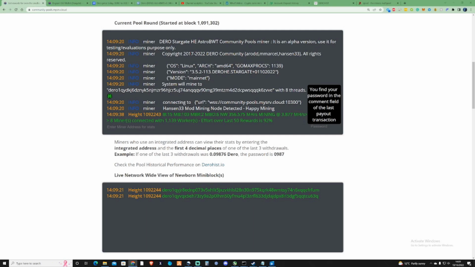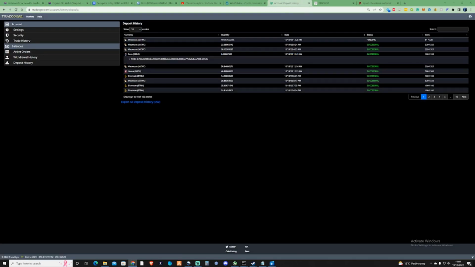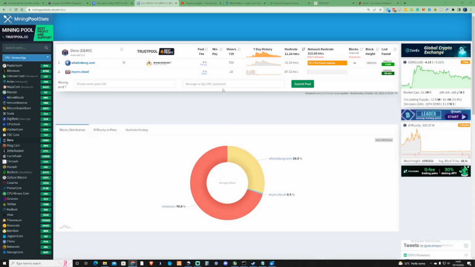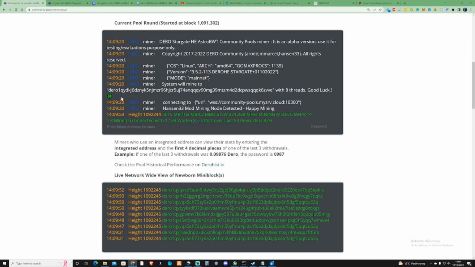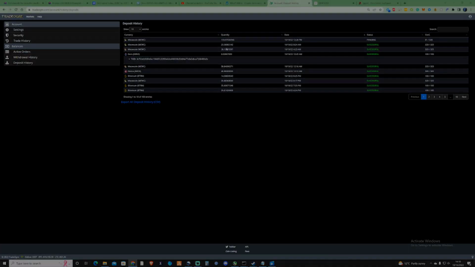You'll find your password in the comment field of your last payout transaction. But then when I took a look over at my Dero transaction, it just gives me the transaction ID. Then doing a little bit more research, it said that if, for example, one of your last three withdrawals was 0.987, the password would be 0987. So I went back over to the pool.